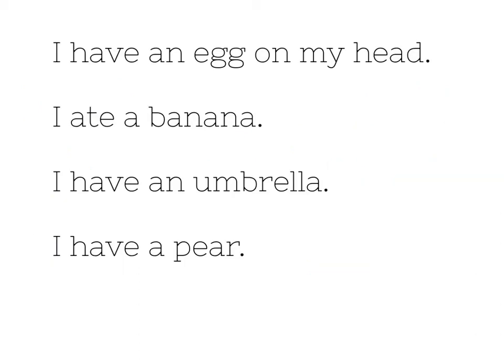Okay, so here are some more examples. I've mixed it up this time. This first sentence here says, I have an egg on my head. Goodness me, that's not that great, is it? Anyway, back to the spelling rule. I have an egg on my head. The reason I've used an is because E is a vowel, and that means I have to use an. So, an egg.